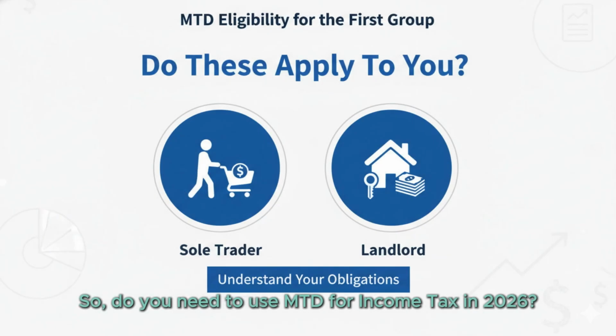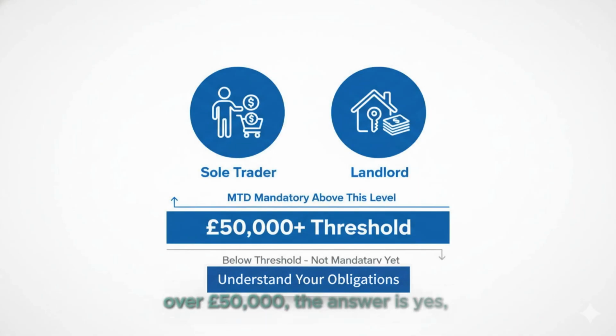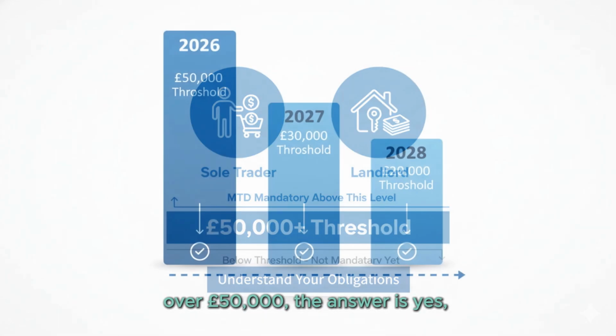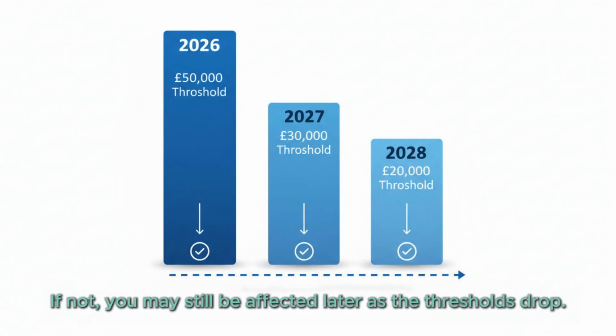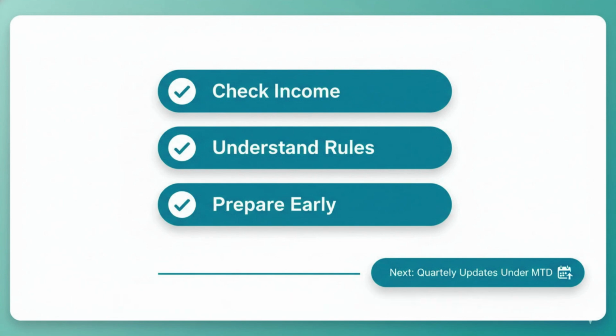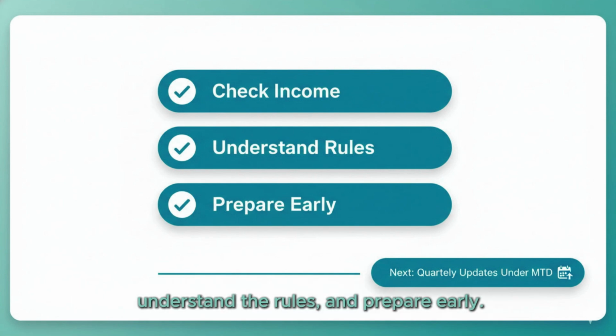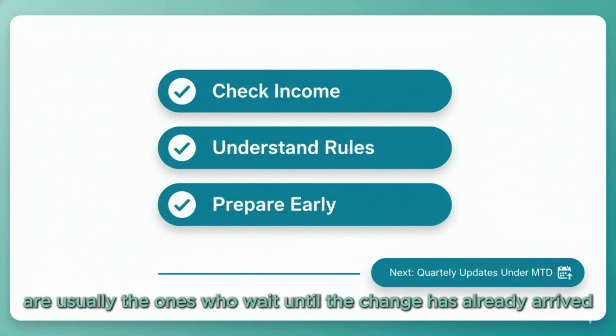So, do you need to use MTD for income tax in 2026? If you are a sole trader or landlord with qualifying income over £50,000, the answer is yes, you are likely to need to use MTD. If not, you may still be affected later as the thresholds drop. Either way, this is the moment to check your numbers, understand the rules, and prepare early. Because the people who struggle most with tax changes are usually the ones who wait until the change has already arrived.